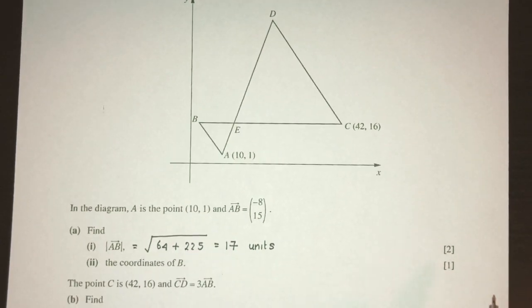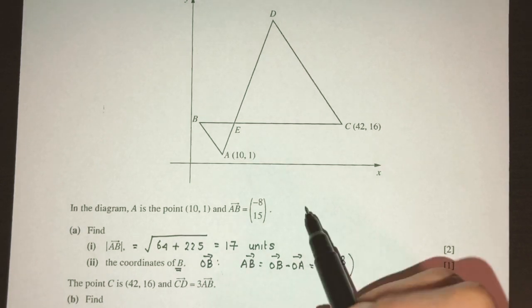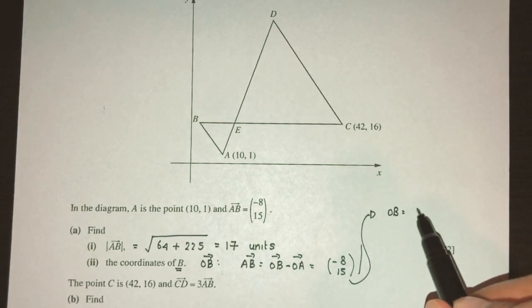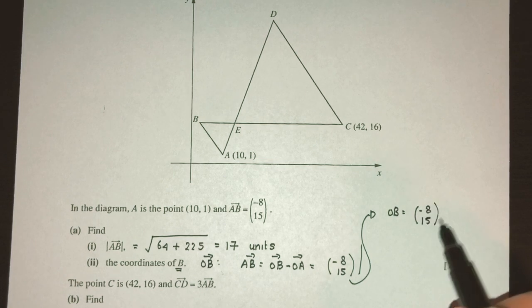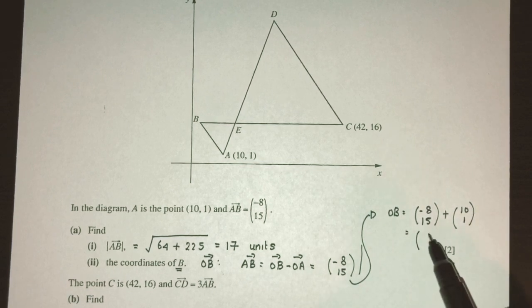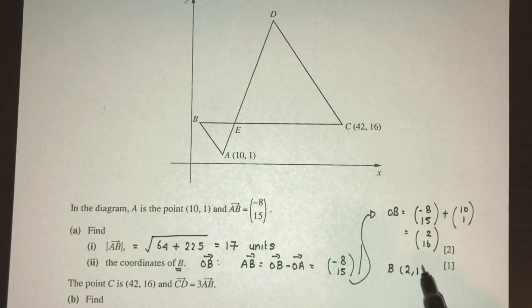Now for part 2, we have to find the coordinates of B. So pretty easy. So we have to find OB. Okay. So we know that AB is equal to OB minus OA, which is equal to (-8, 15). From this we can derive what? We can derive that OB has to be (-8, 15) plus OA. OA is given by (10, 1). That will be (2, 16). That will be your point B. So let's write down B is (2, 16).